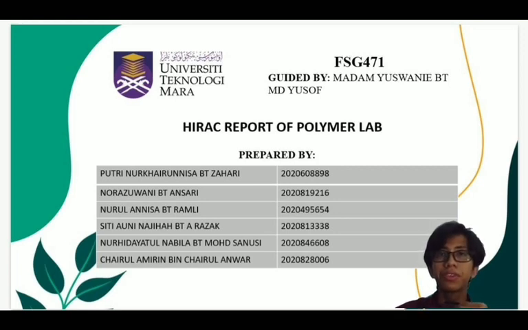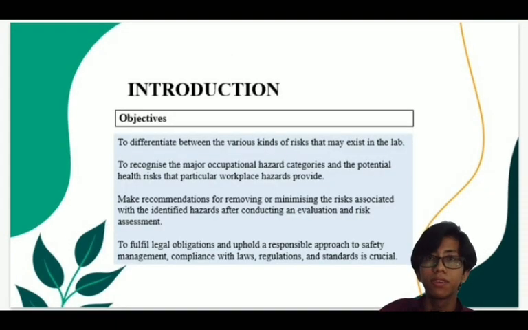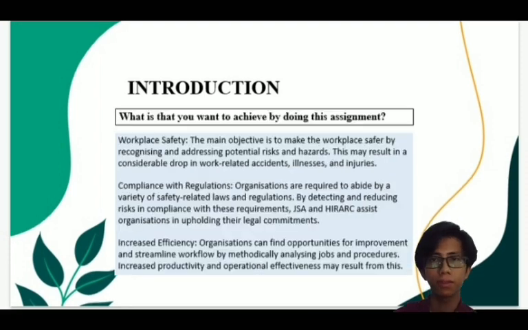First of all, my name is Chairul from RES 2036A and I would like to present the introduction for this HIRARC report. The objectives of this HIRARC report are to differentiate between the various kinds of risks that may exist in the lab, to recognize the major occupational hazard categories and the potential health risks that particular workplace hazards provide, make recommendations for removing or minimizing the risks associated with the identified hazards after conducting an evaluation and risk assessment, to fulfill legal obligations and uphold a responsible approach to safety management. Compliance with laws, regulations, and standards is crucial.